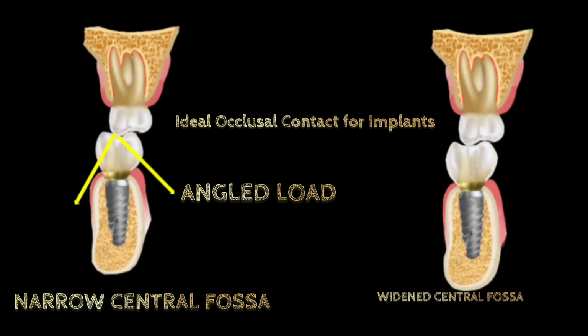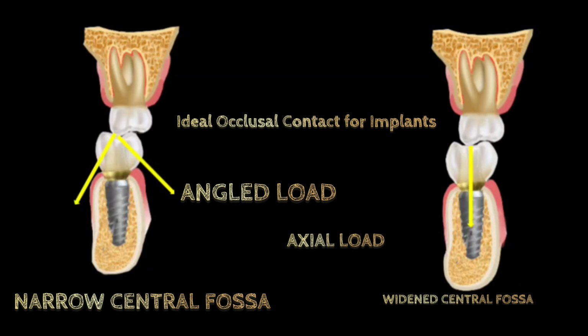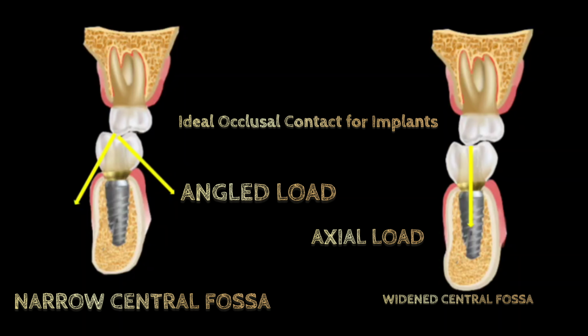On the other hand, the widened central fossa of the implant crown directs the occlusal load axially. The occlusal contact over the implant crown should be ideally flat on a surface perpendicular to the implant body. This positioning is accomplished by increasing the width of the central groove to 2 to 3 millimeters in posterior implant crowns and positioned over the center of the implant abutment. This creates a stable axial load receptor.